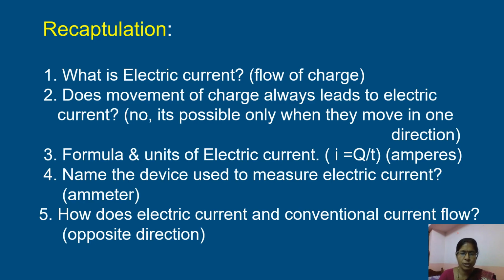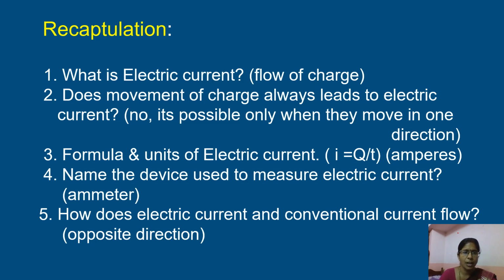Let's recap the points which you have learned today. What is electric current? Yes, it is the flow of charge. Next one. Does the movement of charge always lead to electric current? No. This is possible only when charge moves in one direction. The next one: formula and units of electric current. What is the formula to find electric current? I is equal to Q by T, where Q stands for charge and T for time. Next, what are the units of electric current? Amperes, milliamperes and microamperes.